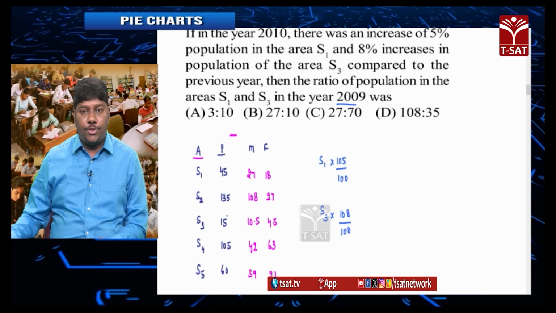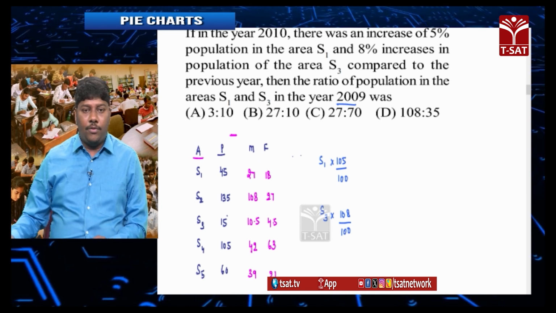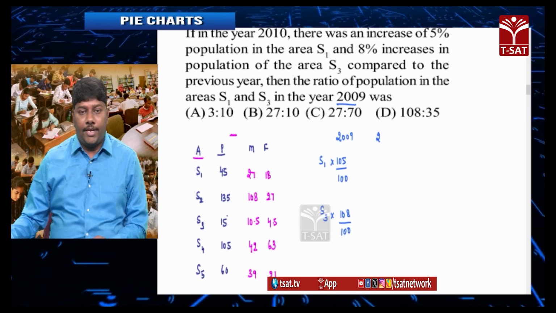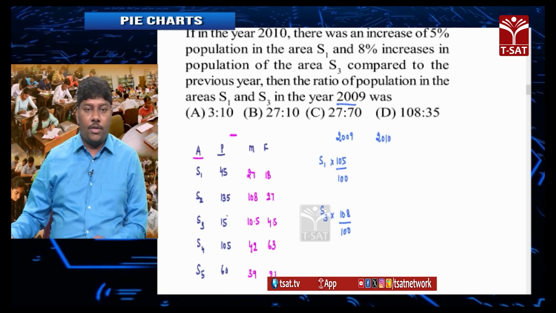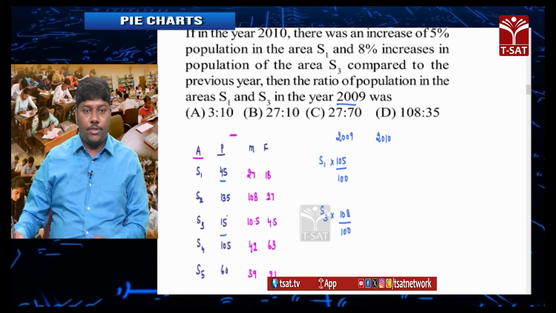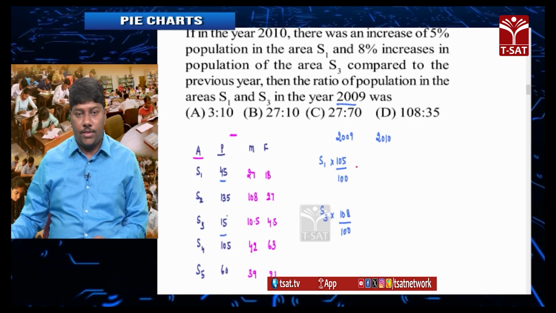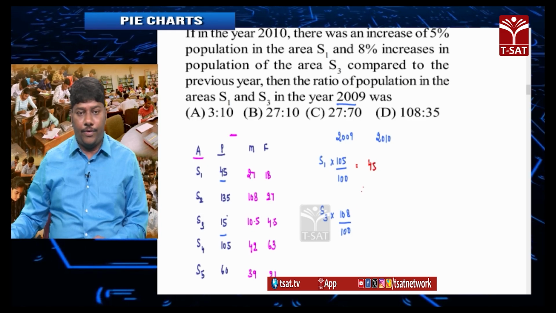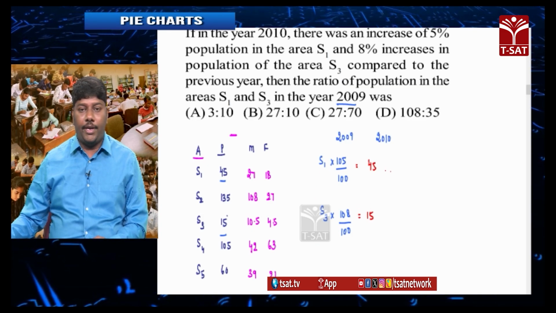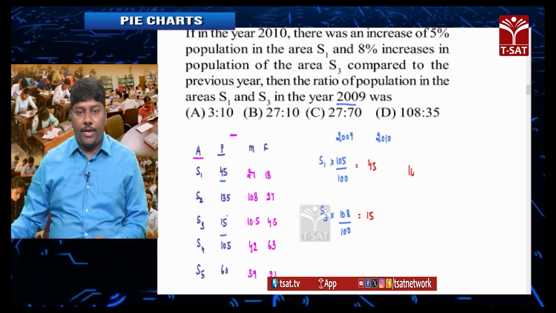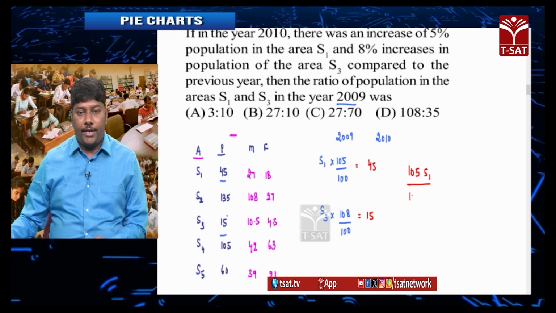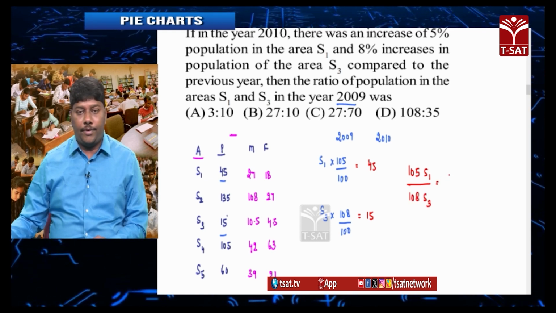Then it became how much, when compared to that of the previous year? Now, this is in 2009. Now, in 2010, they are respectively becoming how much? S1 population was 45, S3 population is 15. Take equation 1 and take equation 2 and then divide it. 100 gets cancelled. I would say 105 S1 by 108 S3 is equals to 45 by 15 S3 is to 1.